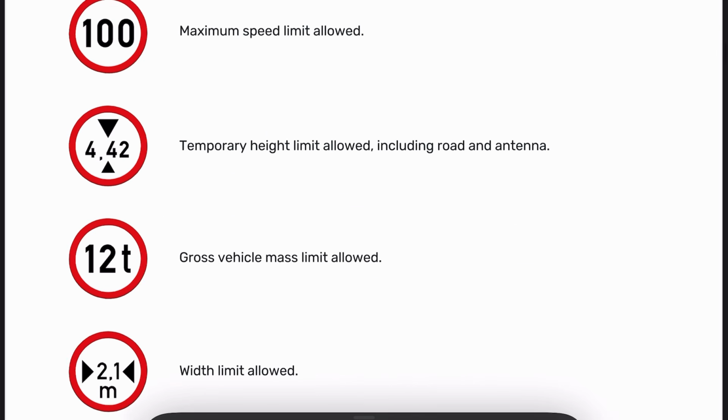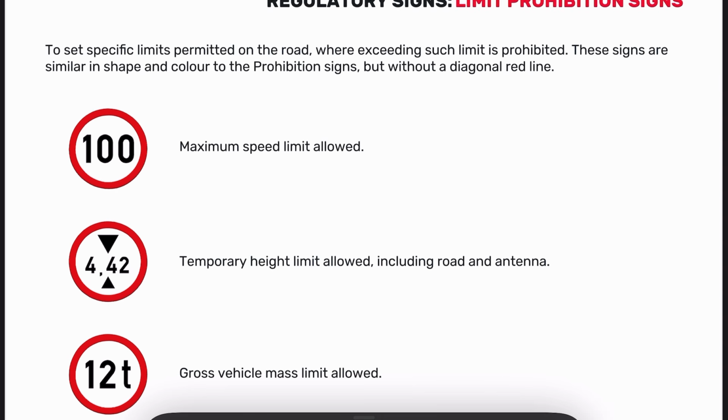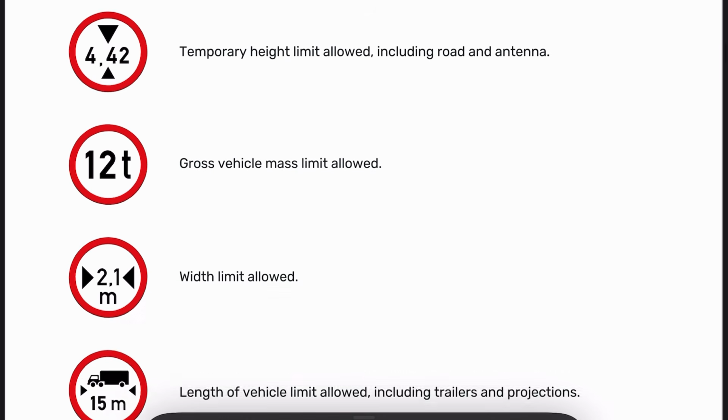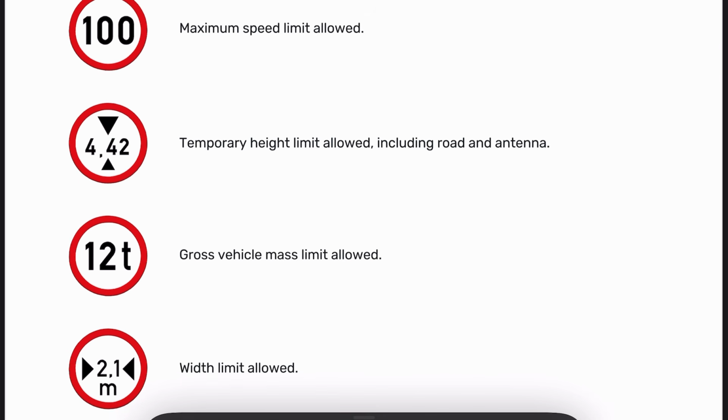Okay, then we go all the way down. These are still part of the prohibition signs, as I explained, you have red borders. It's circled with red, then you know it's a prohibition sign. However, these ones talk about the limit. So you have the maximum speed limit. You may not exceed 100 when you are driving here. You have the temporary height limit, 4.42. That means the height of your vehicle when you are driving here should not be above 4.42.